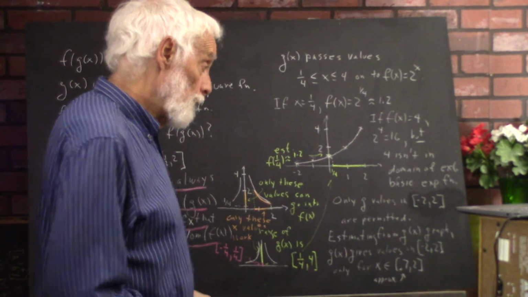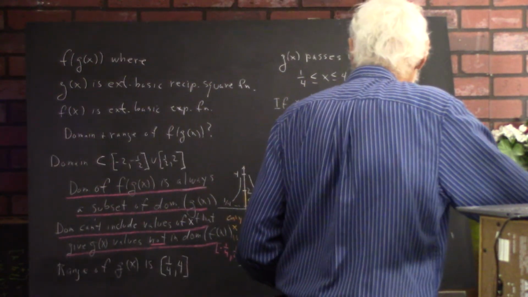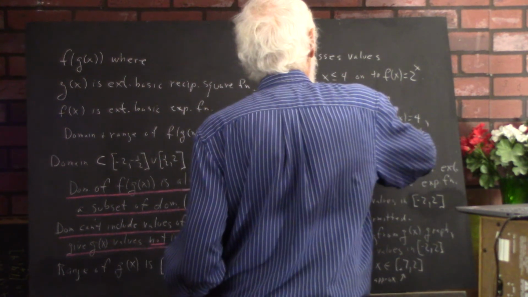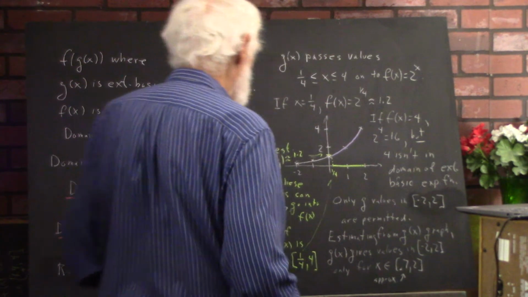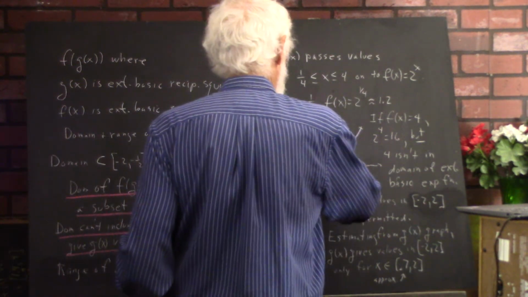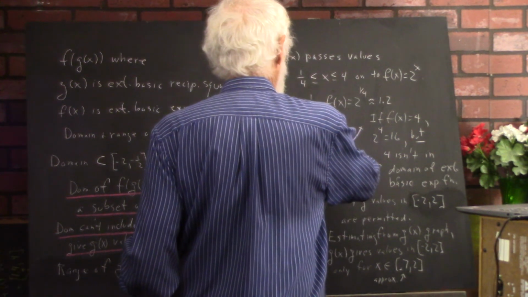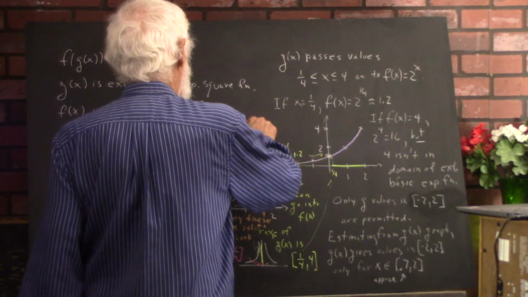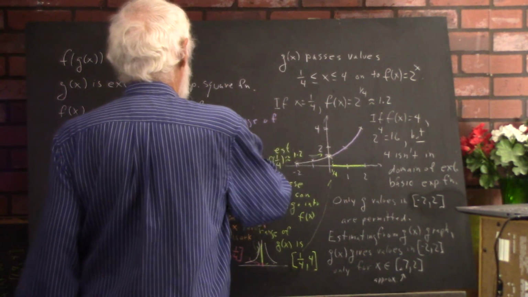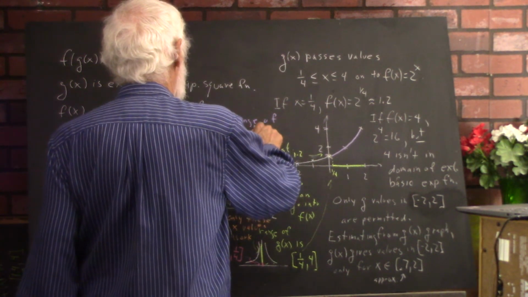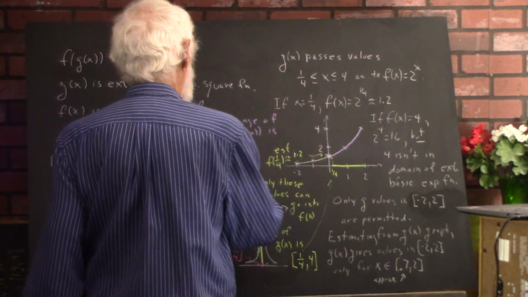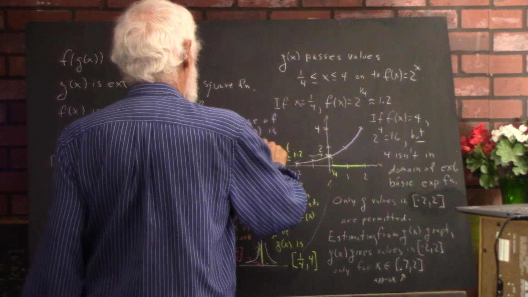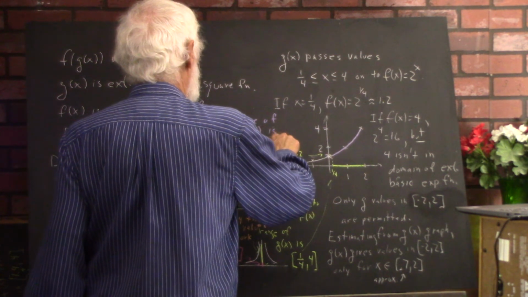Now the range of f of g of x, which we didn't talk about in class, consists of all the numbers we get from this part of the curve. And that would be all the numbers from about 1.2 up to 4. So I can say the range of f of g of x is about [1.2, 4].